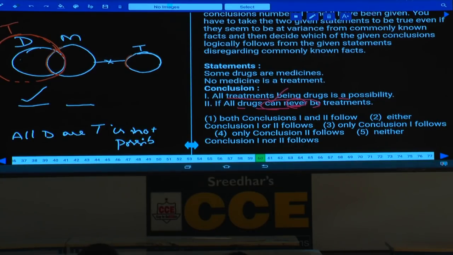Hence what is his claim? His claim is also that they are not possible. For me also it is not possible. Hence what is your answer here? Both 1 and 2, both the conclusions follow. That is choice 1. Done with this? Now this is about question number 60, choice 1.